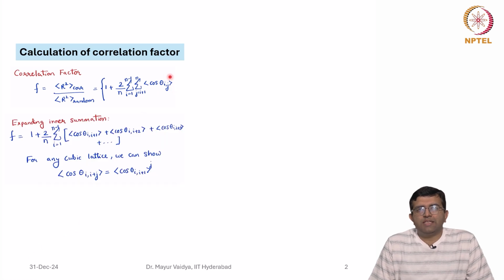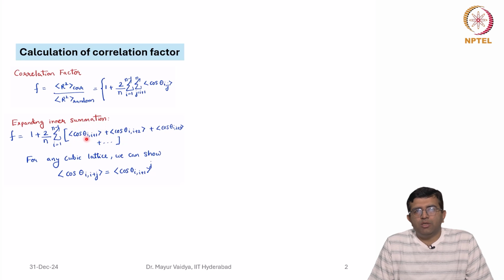Now, if you expand this inner summation, what you can write is f equal to 1 plus 2 by n summation i equal to 1 to n minus 1 of the average cos theta i plus 1 plus cos theta i plus 2 plus cos theta i plus 3. What does this value mean?